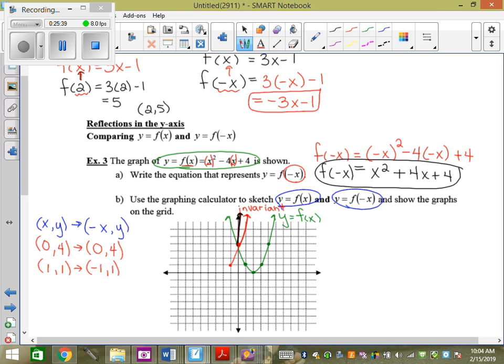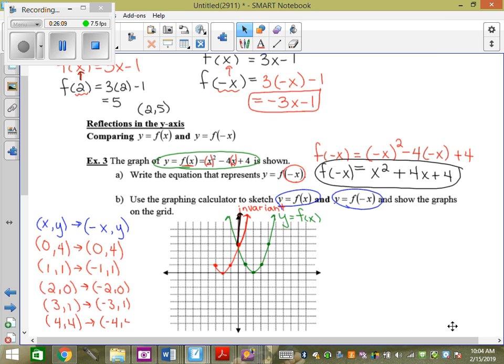Okay, then I pick the next one. 2, 0. It's going to become negative 2, 0. Then 3, 1. It's going to become negative 3, 1. And then 4, 4 is going to become negative 4, 4. Turn green.